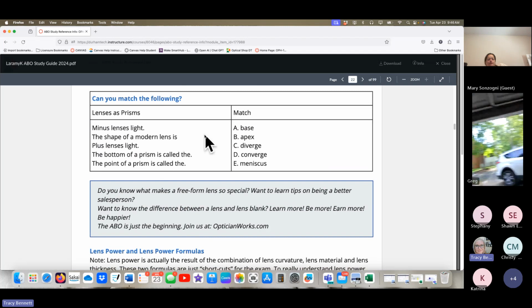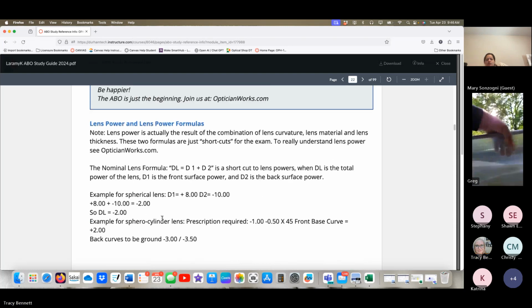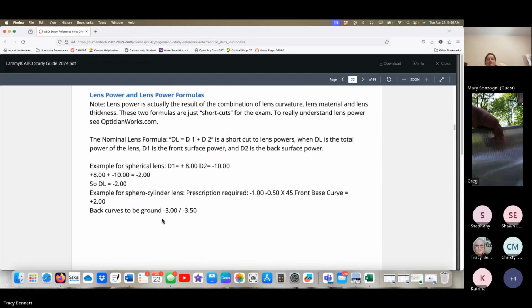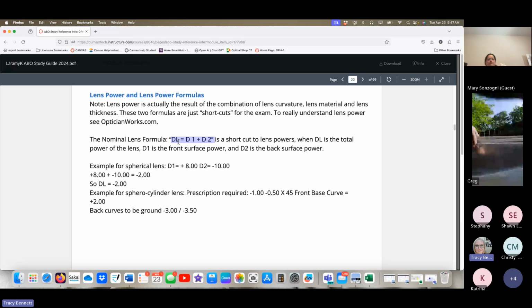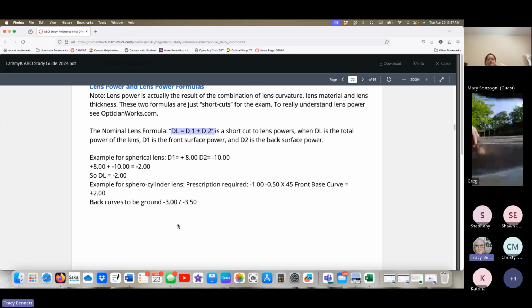All of this goes back to some of your first year in theory. And the nominal power formula there, they're showing it with slightly different variables, he says DL. So you do need to be aware of that. If you start seeing D or even an F, F1, F2, FN, those are all abbreviations for the curves on the front and the back and the power of the lens.